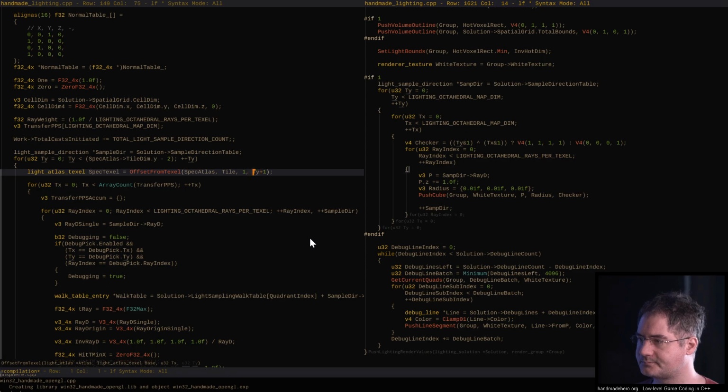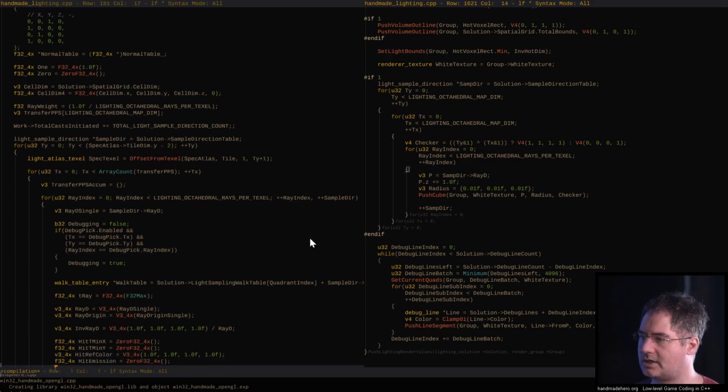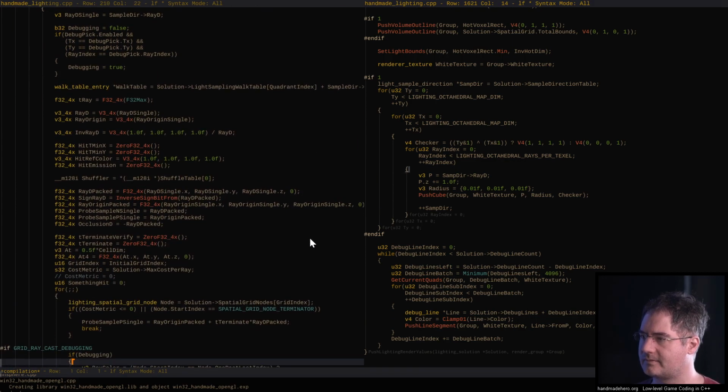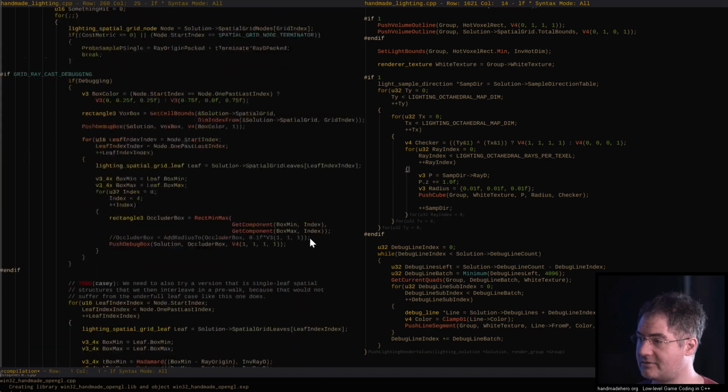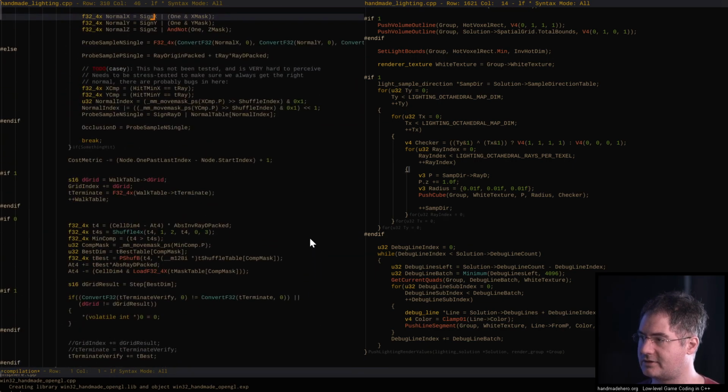When we work on rows here, we create this accumulator, and basically the weight that we add for each ray is going to be based on the inverse of however many rays we cast for every texel. When we step through these, I feel like this should just work. Like, I don't feel like we should have to do anything special here.